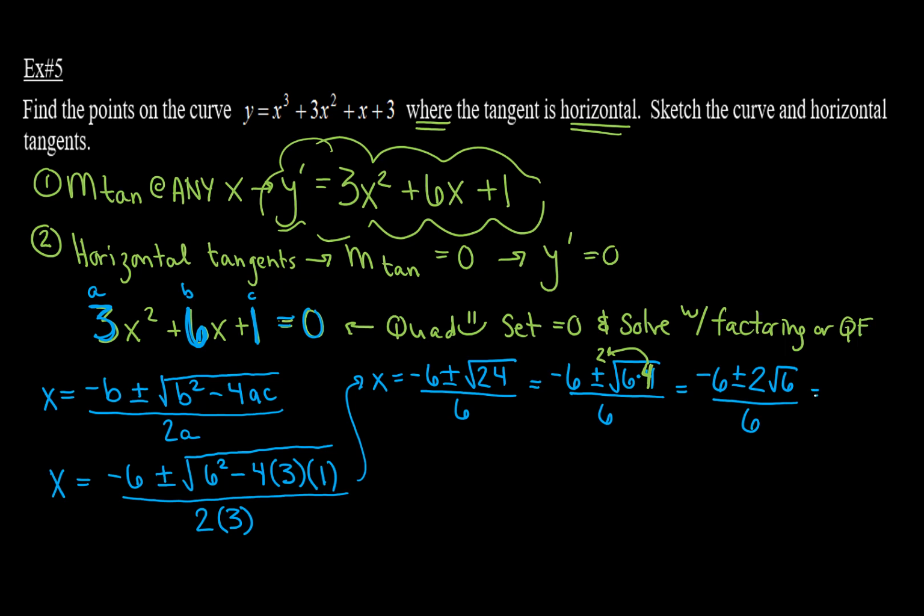Well, now I need to split that up and do some simplifying. So I'm going to take this denominator of 6 and split it amongst the 2 terms on the top. So I'm going to have negative 6 divided by 6 plus or minus 2 square roots of 6 divided by 6. And then I'm going to simplify that. So I'm going to have x equals negative 1. And I can reduce this piece here.